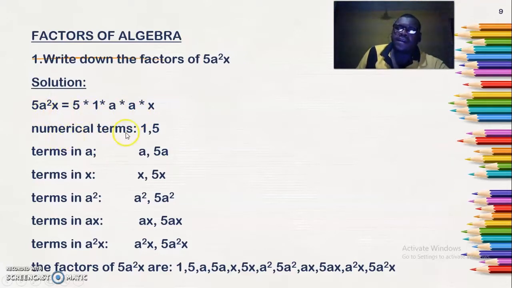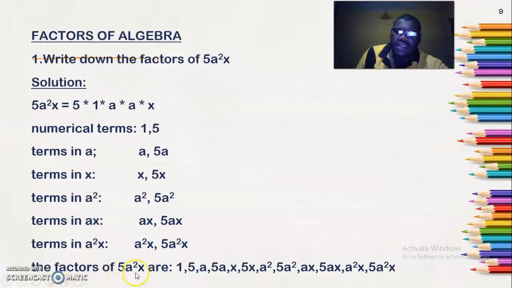In terms of numerical terms, we have 1 and 5 that can divide 5a squared x evenly. In terms of a, 5a can divide 5a squared x evenly. In terms of x, 5x can divide 5a squared x evenly. In terms of a squared, 5a squared can divide it evenly. In terms of ax, 5ax can divide it evenly. Then in terms of a squared x, 5a squared x can divide 5a squared x evenly.